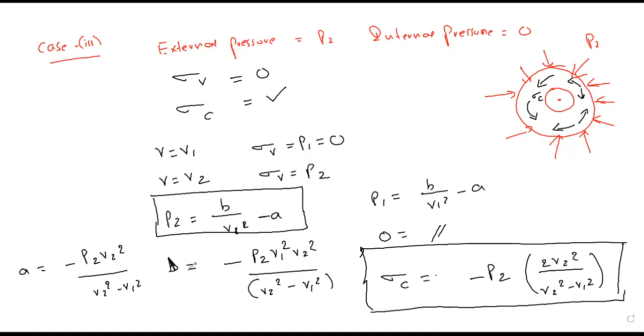Okay, so by substituting these two constants in this formula, you can calculate the stress, which is the circumferential stress, as minus P2 of 2R2 square by R2 square minus R1 square. Okay, so this is your third case.